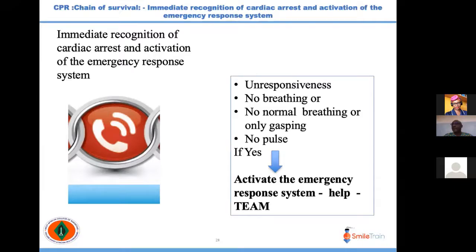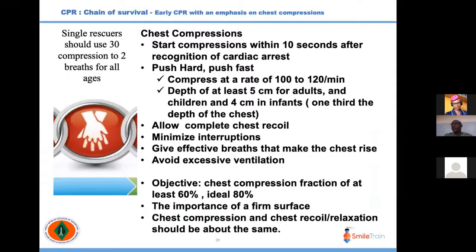And then you start chest compressions, and we say chest compressions of high quality. The AHA recommends a 30:2 ratio with 100 to 120 per minute with a good depth. Allow chest recoil, so don't lean on the patient. Minimize interruptions and give breaths that make the chest rise and avoid excessive ventilation. We want here to aim at a chest compression fraction of 60%.